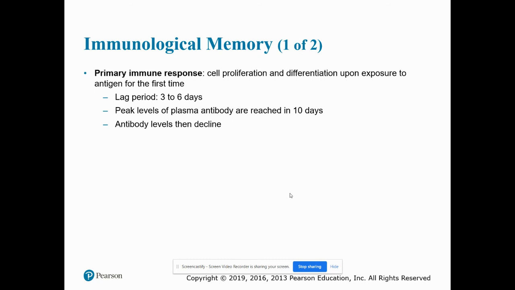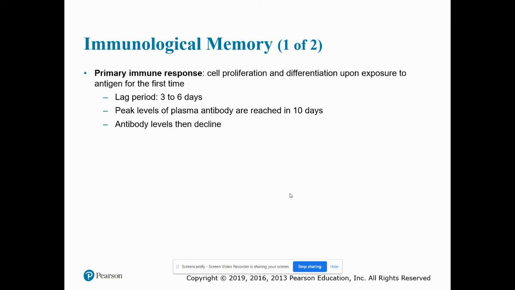The primary immune response is cell proliferation and differentiation upon exposure to the antigen for the first time. So the primary immune response is the first time you are exposed to this antigen, whatever the antigen is. There's a lag period of 3 to 6 days. So you can see that's what it was talking about. The system has to be primed, and that takes time. It takes 3 to 6 days, and peak levels of plasma antibody are reached in 10 days.